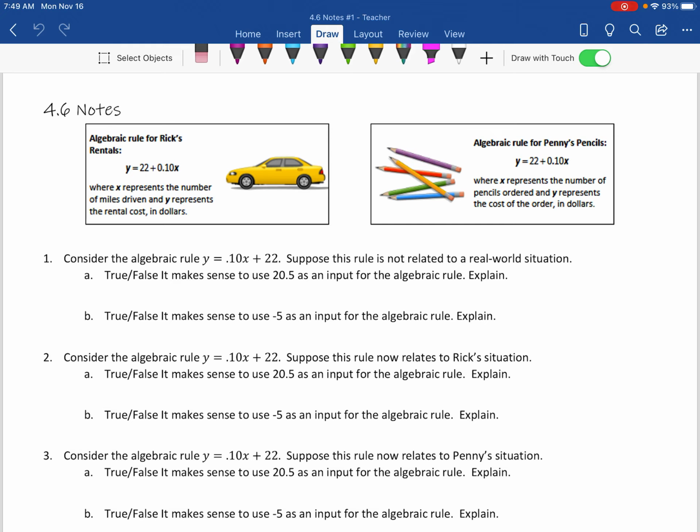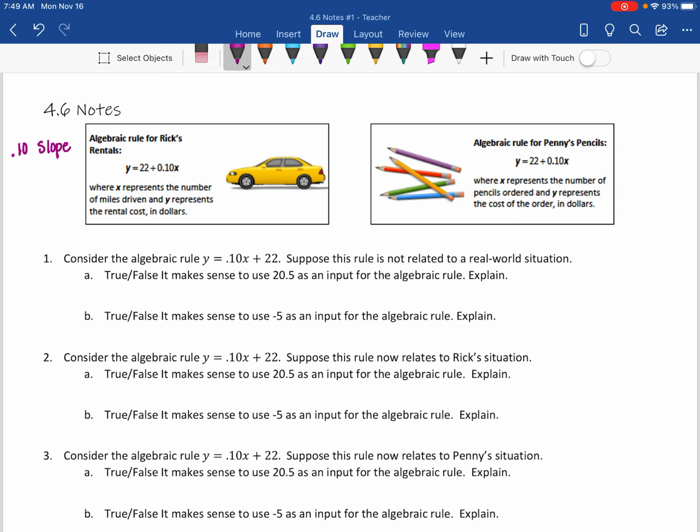So if X represents the number of miles driven and Y represents the rental cost in dollars, and we look at the 0.10x, we're trying to figure out what 0.10 means. Well, 0.10 times x, that 0.10 is our slope, or our m. So 0.10 is our slope. And we want to think about what that means.